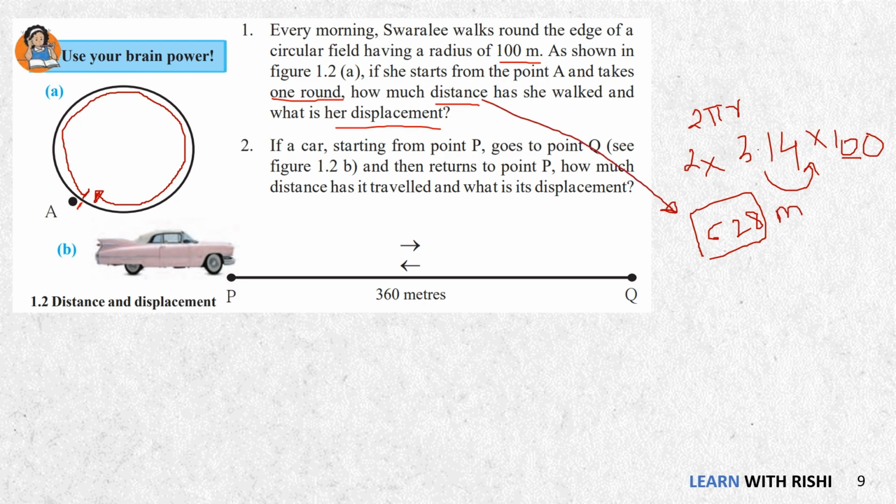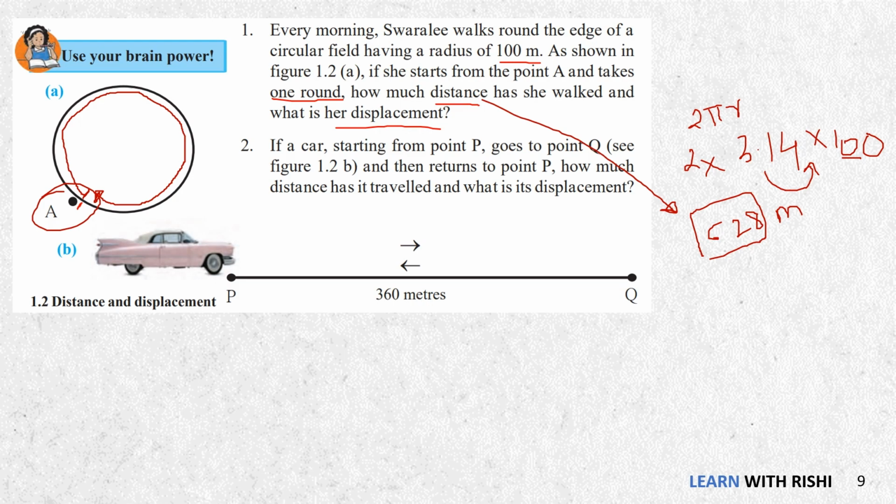The next question asked is, what is the displacement? The displacement is the minimum distance between starting and ending point. Only starting and ending point. In between where she has walked, where she has gone, doesn't matter. Now what is our starting point? Point A. What is our ending point? Point A. So our starting point and ending point are the same.